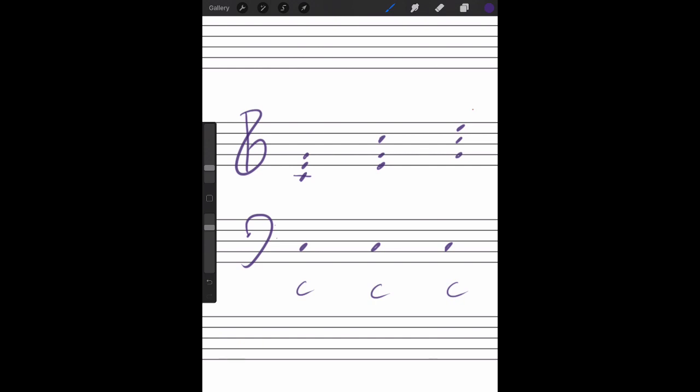And since the left hand, or the lowest sounding note, is a C every single time, these are all root position C chords, because the top voicing or the top inversion does not impact the overall inversion of the chord.